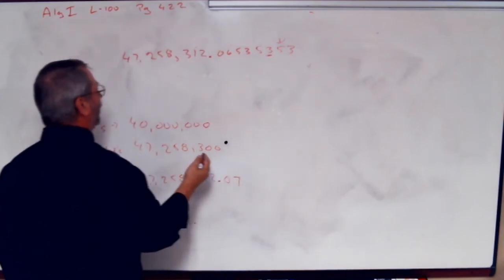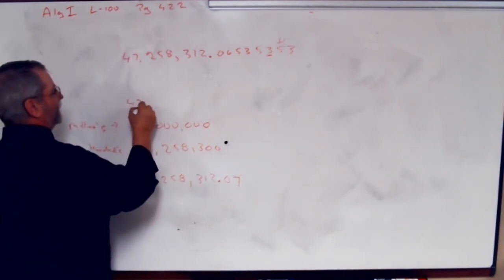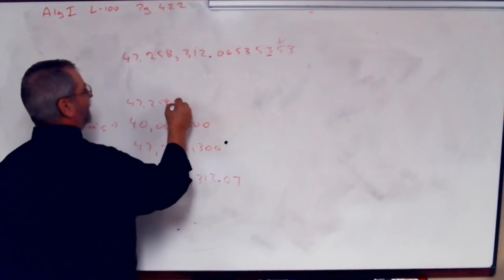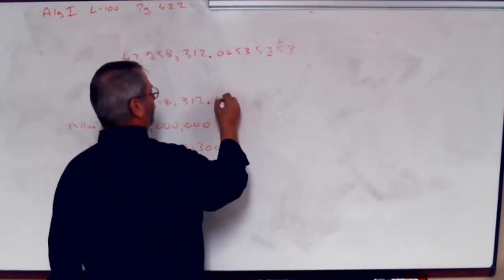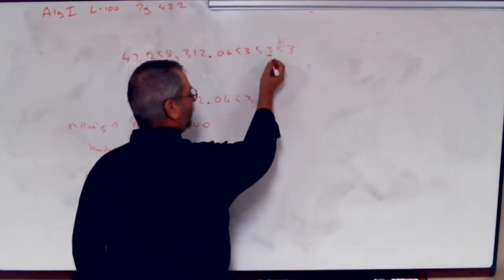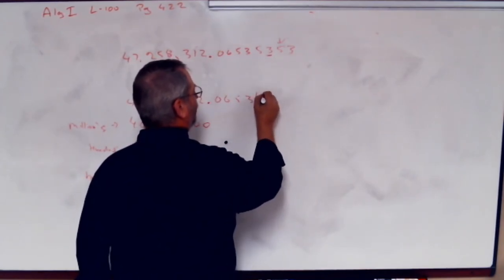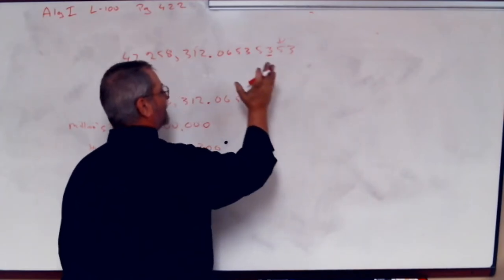So I write the whole thing out again. 47, 2, 5, 8, 3, 1, 2, 0, 6, 5, 3. What's going to happen to that? 4. That's it. That's it.